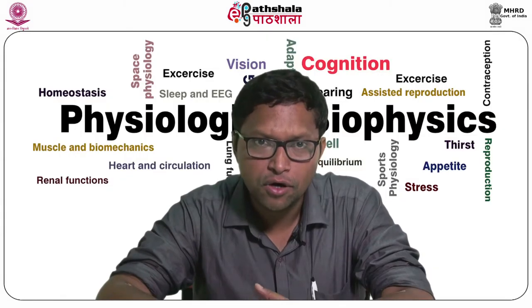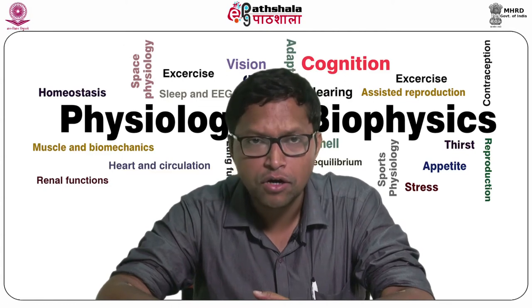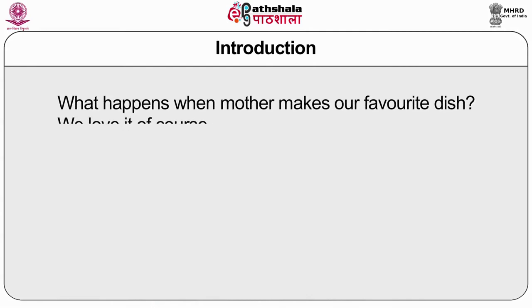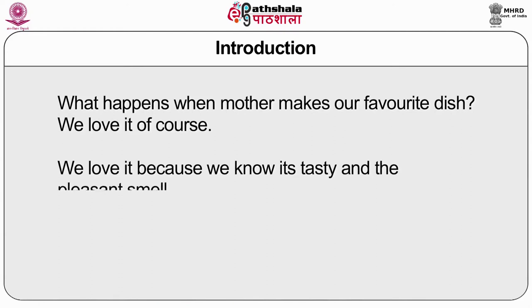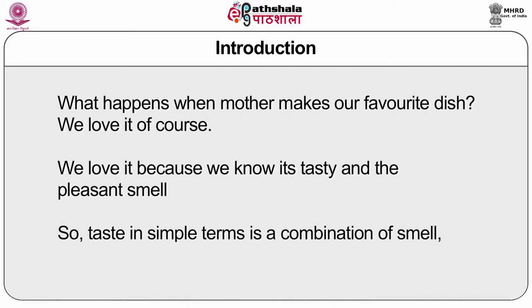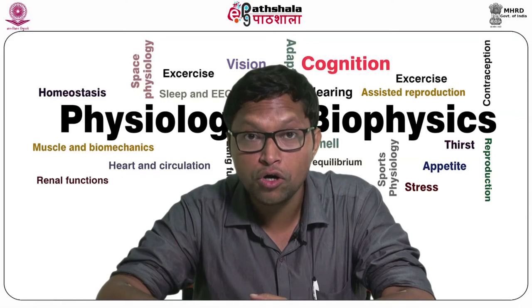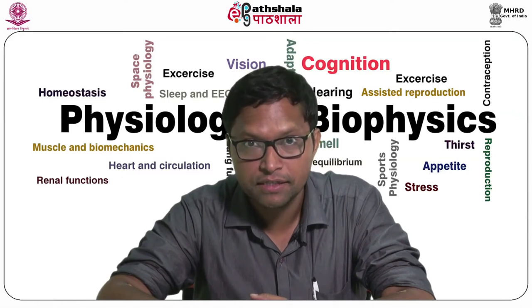Now, let's talk about taste, because smell and taste go hand in hand. We always know what happens when mother makes our favorite dish. We always love it, of course. We love it because we know it's tasty and it's pleasant to smell. So, taste in simple terms is a combination of smell, the associated memory, and also the texture of the food. But not all foods are pleasant to taste. Some are bad and we avoid them.